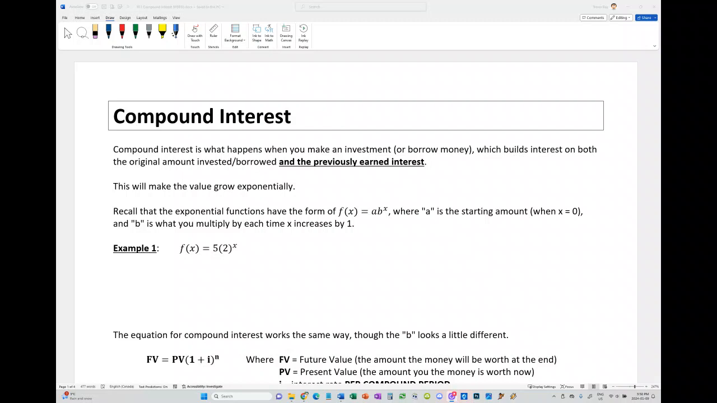In this lesson, we're going to take a look at compound interest. Compound interest happens anytime that you either borrow or invest money, and it's specifically called compound interest because it compounds or builds upon previously built interest.